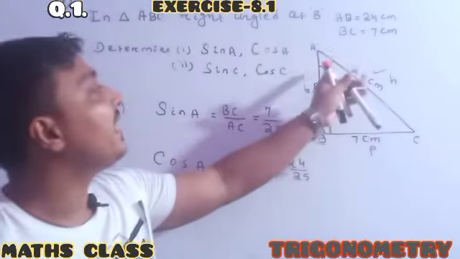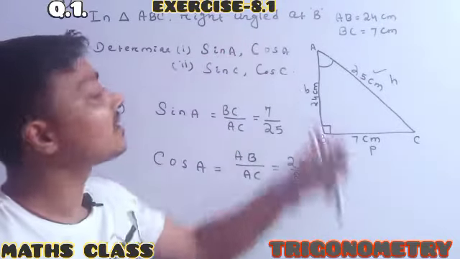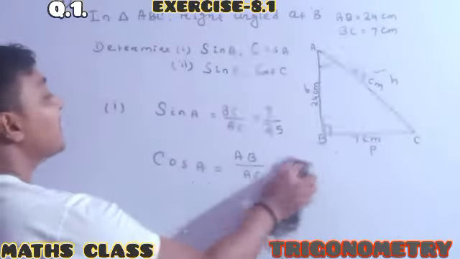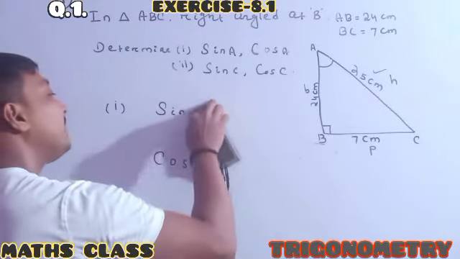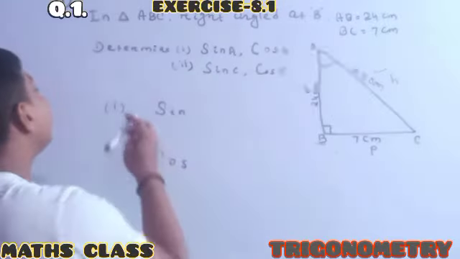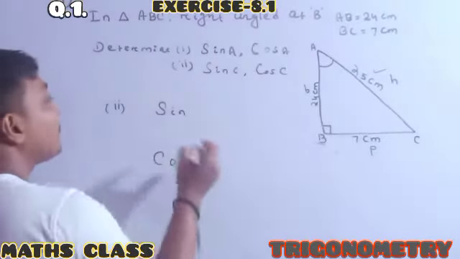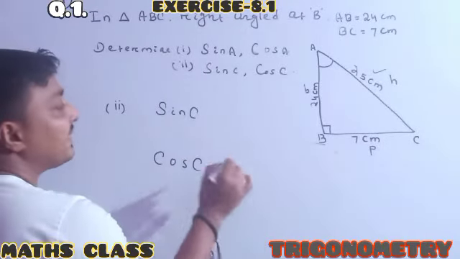By considering angle A, we find its trigonometric ratios sin A and cos A. In the second question, it is asked in the same way: you have to find the sine of angle C and the cosine of angle C.